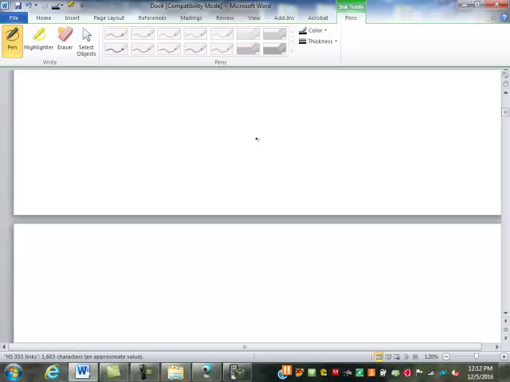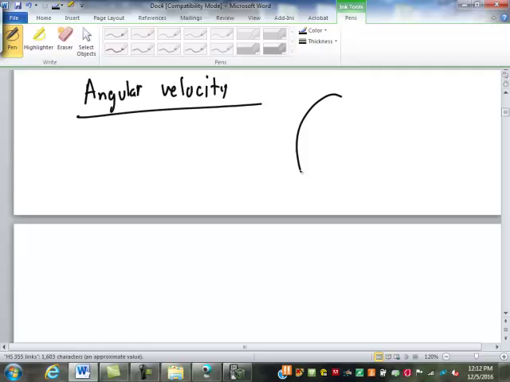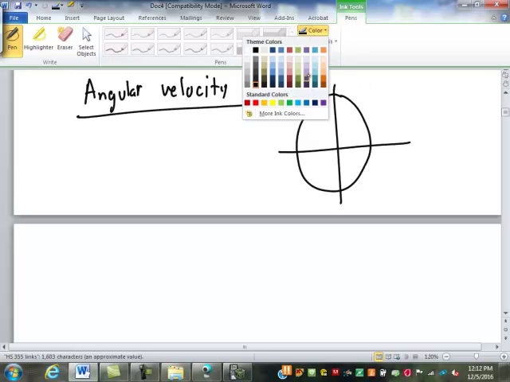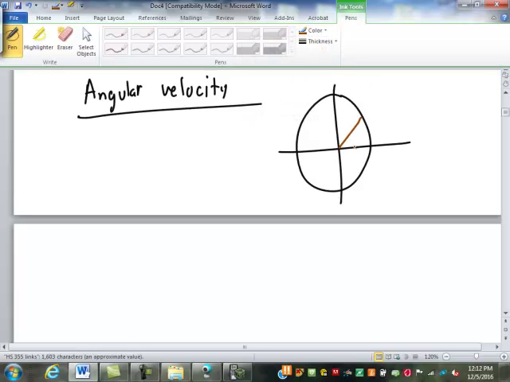Now, where the radians become important is when you start dealing with angular velocity. Angular velocity, what they're looking at is if you have something that's going around in a circle, its angular velocity is how fast this angle is changing. As it goes around the circle, of course, that angle is changing position.